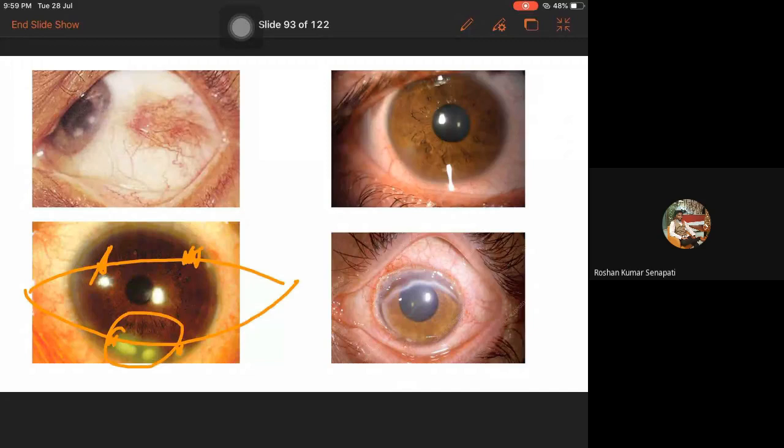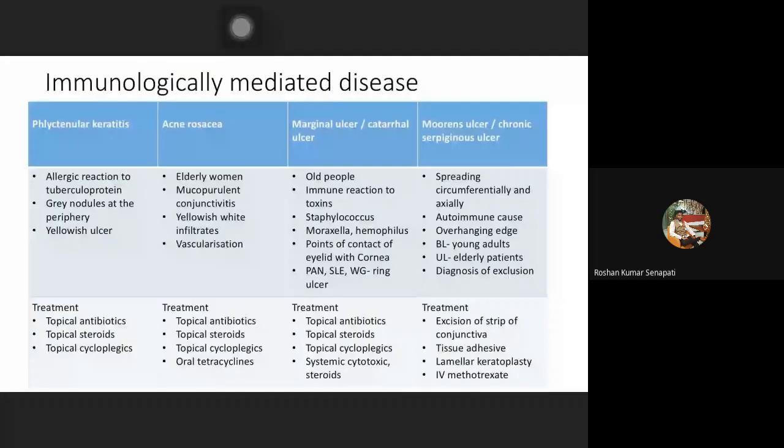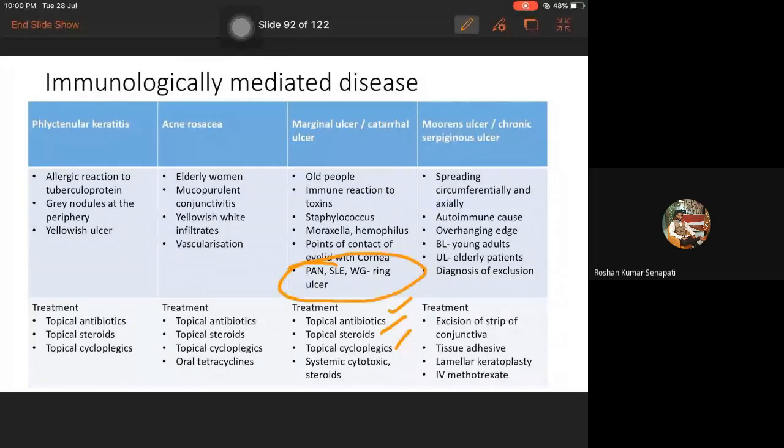So how do you treat these patients? Similar to any other keratitis, you start the patient on antibiotics, steroid, and topical cycloplegic, because these are all immune mediated. You need to start the patient on steroids. That you have to keep in mind. All four are immune mediated. You have to give the patients topical steroids, which you should not give in an infectious keratitis. Then, whenever the marginal ulcer is because of PAN or SLE or whatever, the patient needs to be started on oral cytotoxic drugs or steroids.